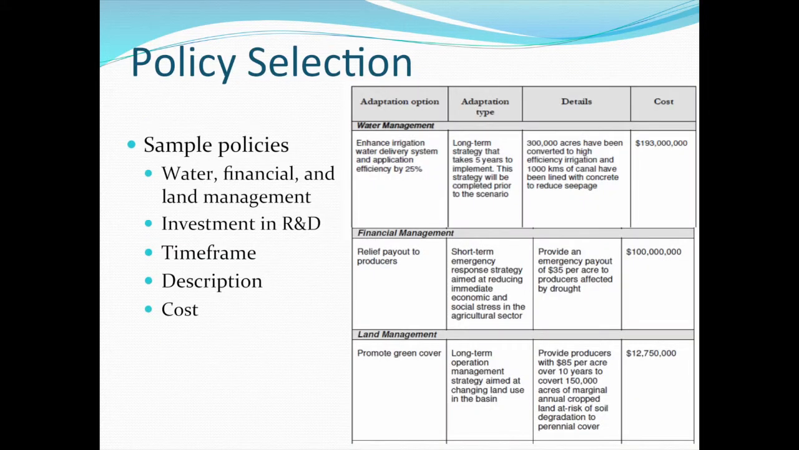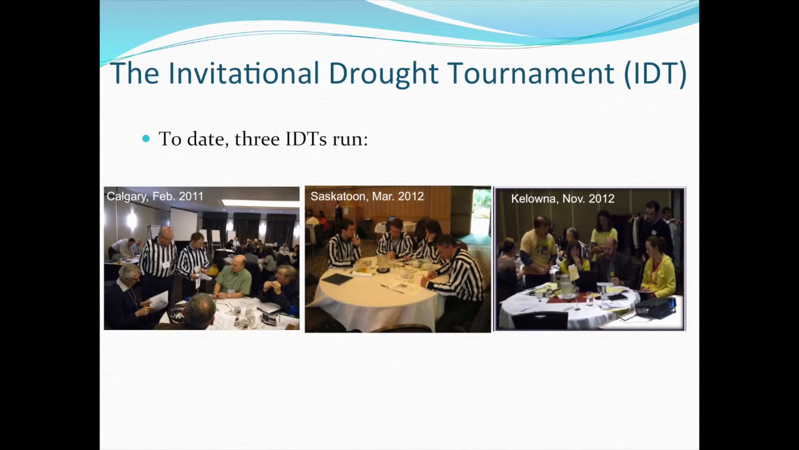Here is a policy selection sample. It offers you water, financial, and land management policies. There are also investments in research and development policies. It shows the time frame, long-term or short-term, plus descriptions and costs as well. To date, there have been 3 runs of the IDT. The first was in Calgary in 2011, then Saskatoon in 2012, and Kelowna.